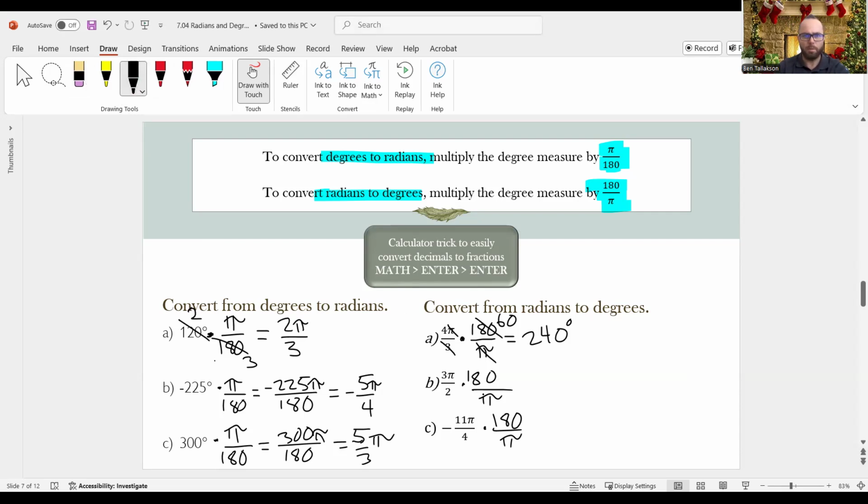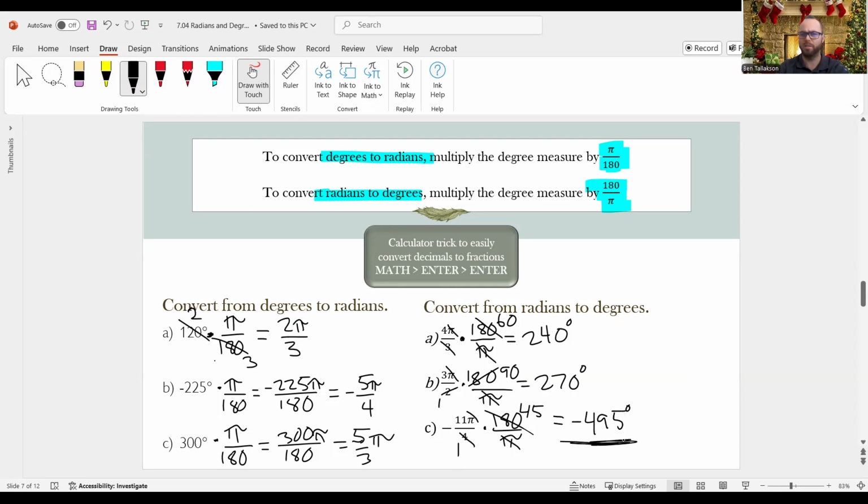Here, again, the pi's always cancel out. 2 goes into 2 once, 180, 90 times, gives you 270 degrees. Here, pi's cancel once again. 4 goes into 180, 45 times. And multiply across, you're going to get a pretty big negative number, negative 495 degrees.